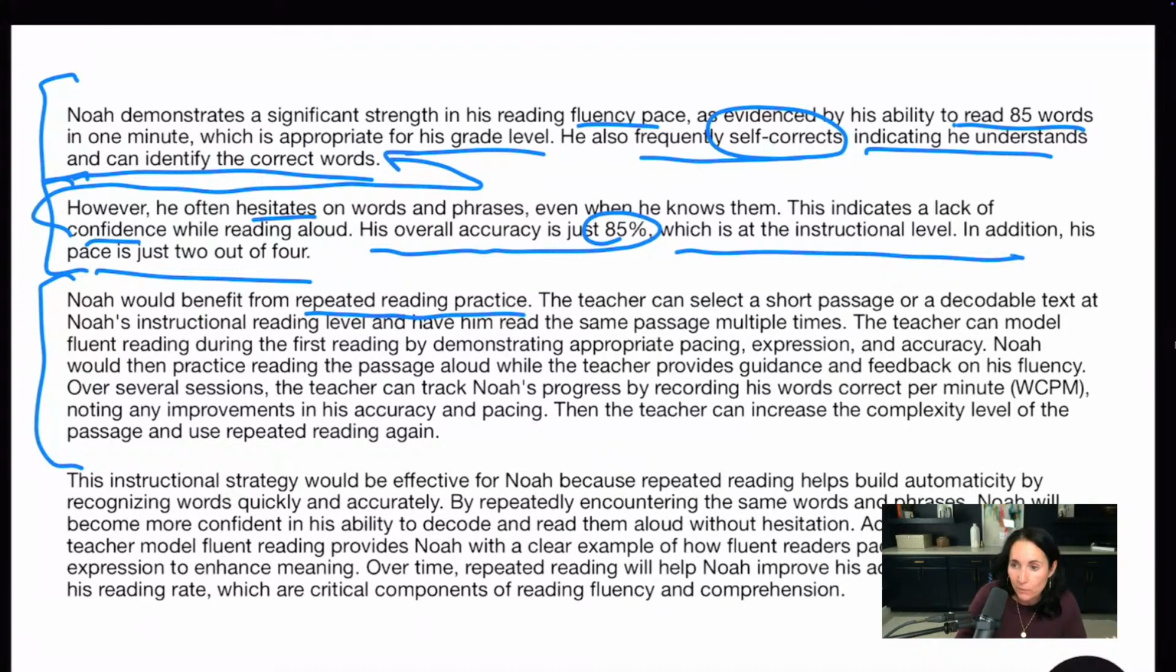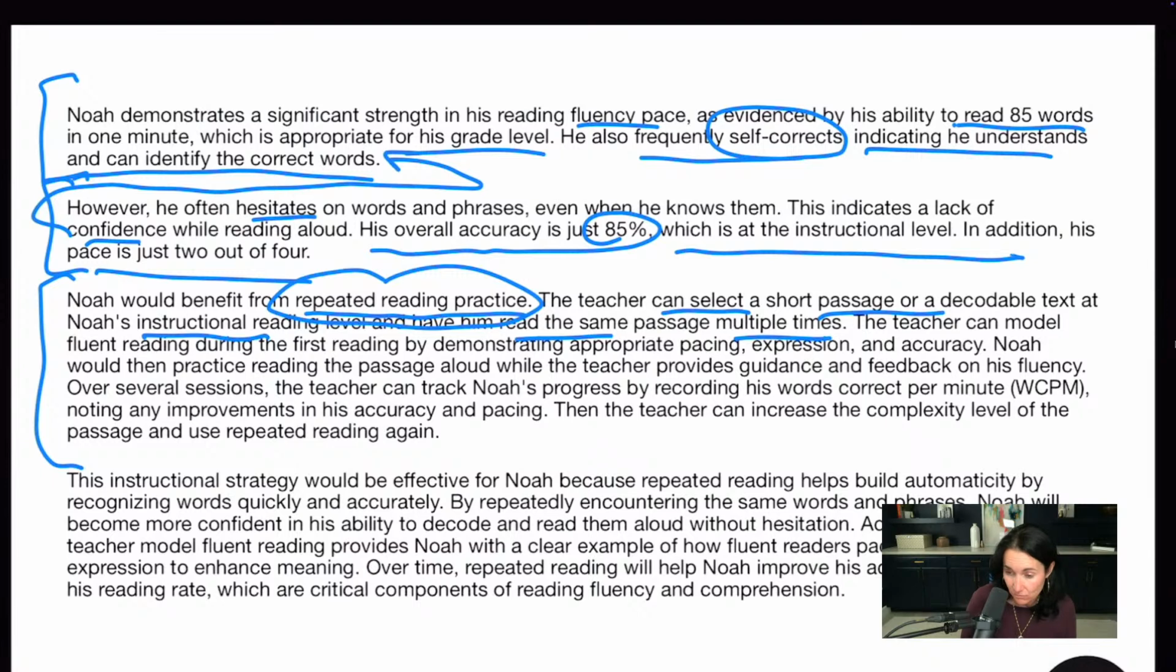Now I just explained what repeated reading is. You have to get specific here. The teacher can select a short passage or a decodable text at Noah's instructional reading level and have him read the same passage multiple times. So notice I say repeated reading, and then I sort of give you an example of what repeated reading is. That's specificity. You have to have specifics in there to get all the points that you need.